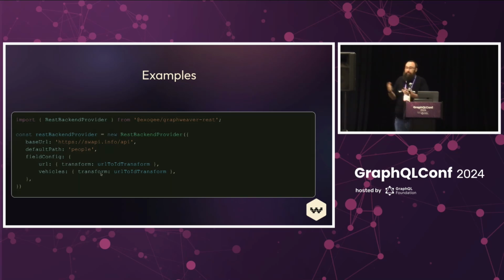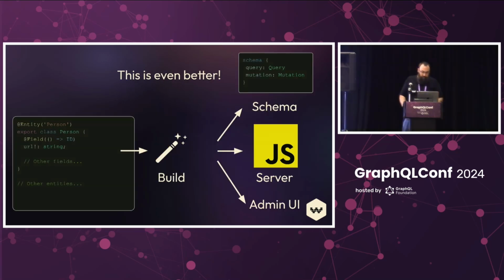So I can just write a function called URL to ID transform, and I can just say, run this on my field when it comes back. So what you end up with is this approach where everything starts off simple, and then you can extend it as you need. This approach we found is even better, because you take this entity in code, this schema in code stuff, where you can code your behavior in, you build, you get a schema out, a JavaScript server, and actually we create a whole admin UI for you as well, which is just like a database editor. You can extend that, override all the components in that as well.